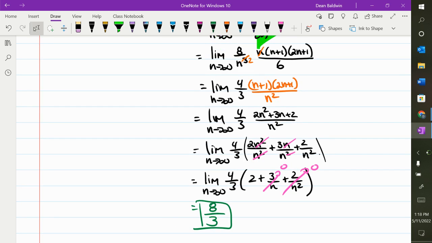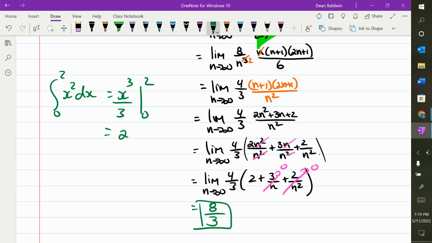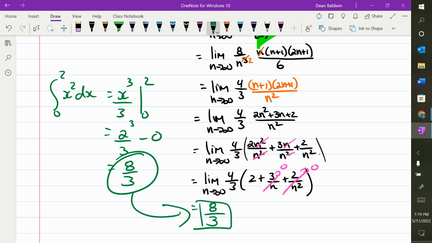What is the actual answer? If you did the actual answer, don't write this down. If you did it the normal way where everybody would do it instead of this way, and you did the antiderivative from 0 to 2, why do you have to do it this way? Because he's going to ask you to do it that way. It's like the limit definition of a derivative. You have to do it once, and then you never do it again. It's so you understand where the one on the right or on the left comes from. So then I put in 2 cubed over 3 minus 0. 2 cubed is 8. So that's how we can check our answer.